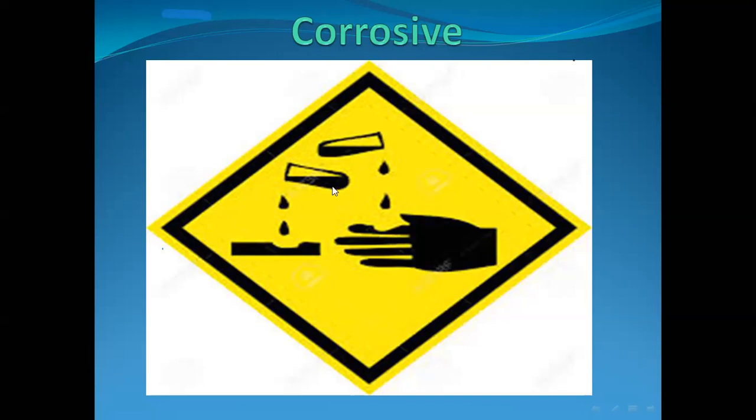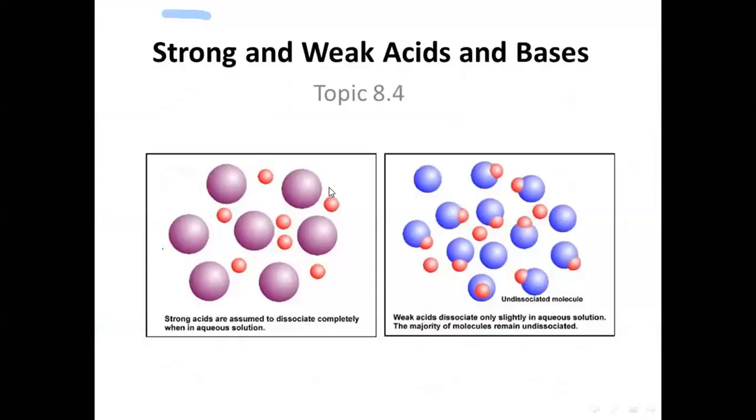So acids and alkalis are corrosive substances. What does it mean, corrosive? It can burn the tissue of living things.